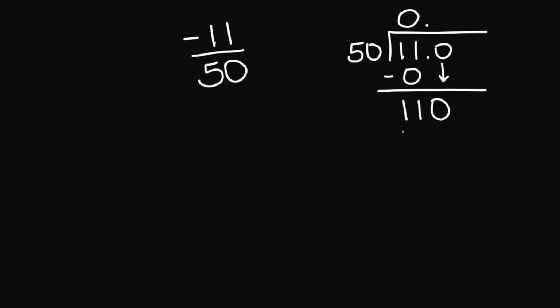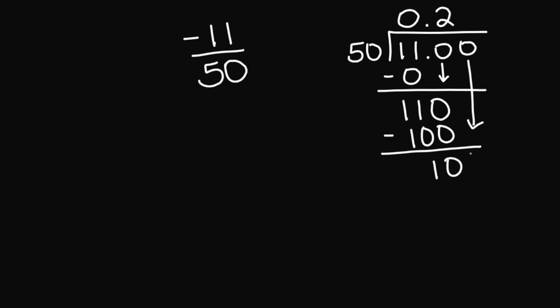50 goes into 110 now. How many times? It goes in 2 times. 50 times 2 is 100. 110 minus 100 is going to equal 10. I'm going to bring down my 0. 50 goes into 100 now. How many times? It goes in 2 times. 50 times 2 is 100. 100 minus 100 is going to equal 0.